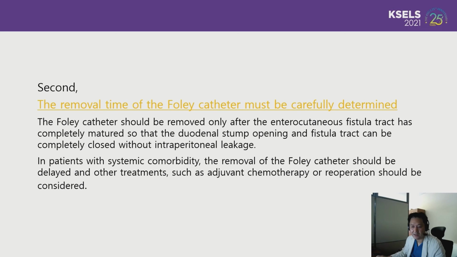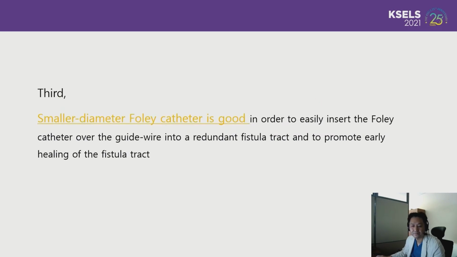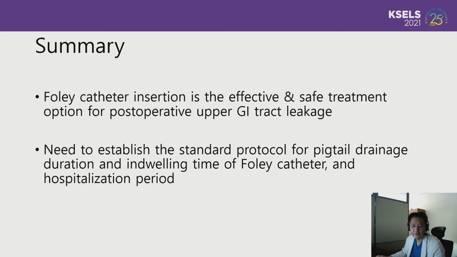However, in patients with systemic comorbidity, the removal time of the Foley catheter should be delayed and another treatment such as adjuvant chemotherapy or reposition should be considered. And a smaller diameter Foley catheter is good to promote early healing of the fistula tract. In summary, Foley catheter insertion is an effective and safe treatment option for postoperative upper GI tract leakage. However, it needs to establish the standard protocol for pigtail drainage duration and indwelling time of Foley catheter and hospitalization period.